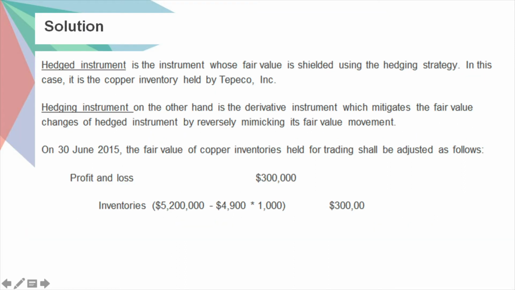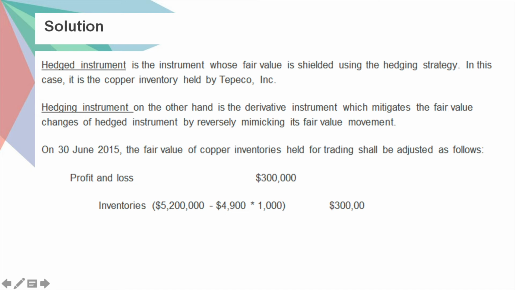Okay, this is the solution. First, we should identify the hedged item. The hedged item is the item whose fair value is shielded using the hedging strategy. In this case, it is the copper inventory held by Tepeco Incorporated. And the hedging instrument, on the other hand, is the derivative instrument which mitigates the fair value changes of the hedged item by reversely mimicking its fair value movement.